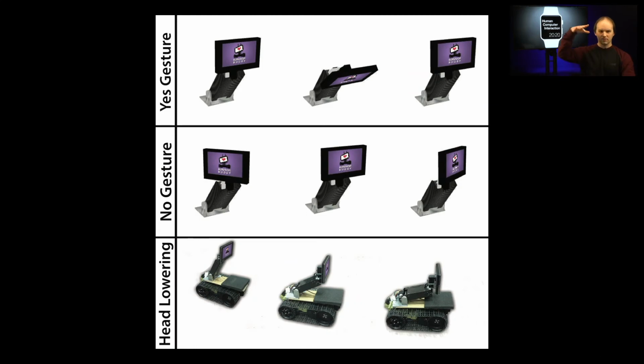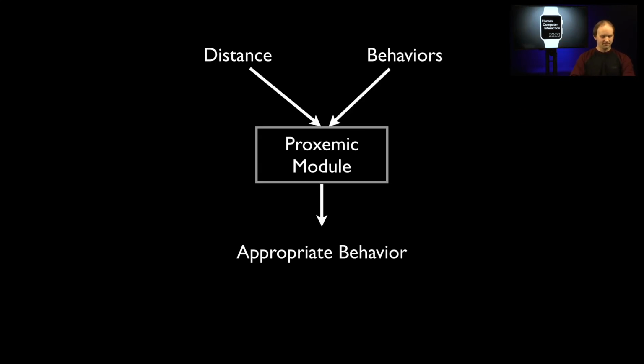Okay, so here's some examples of the robot's degrees of freedom. It can do a yes gesture, a no gesture, and here it is on the base from a position where it's high up to where it's lowering down. And so this can be important. People generally don't like you to tower over them too much, especially if they're laying down. So essentially, we're going to take distance and behaviors, factor that together, and produce some appropriate behavior for the robot.